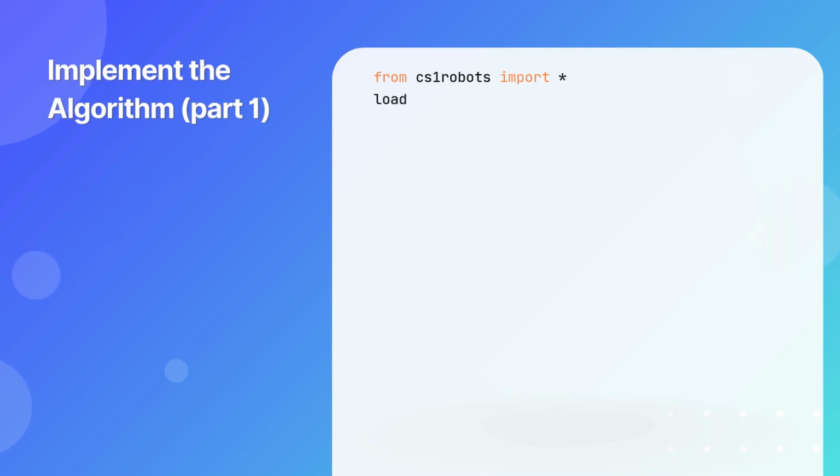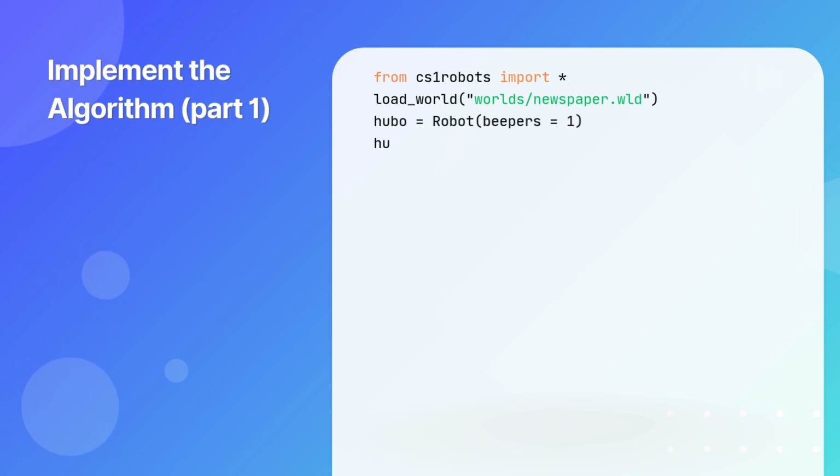The load_world function is then used to load a specific world, newspaper.wld, which is a 10 by 10 grid featuring stairs and a designated location for delivering a newspaper. This setup establishes the environment where the robot will operate. A new robot instance, named Hubo, is created with one beeper, representing the newspaper that the robot must deliver. For visualization purposes, a blue trace is set, which marks the robot's path, helping users follow its journey visually.